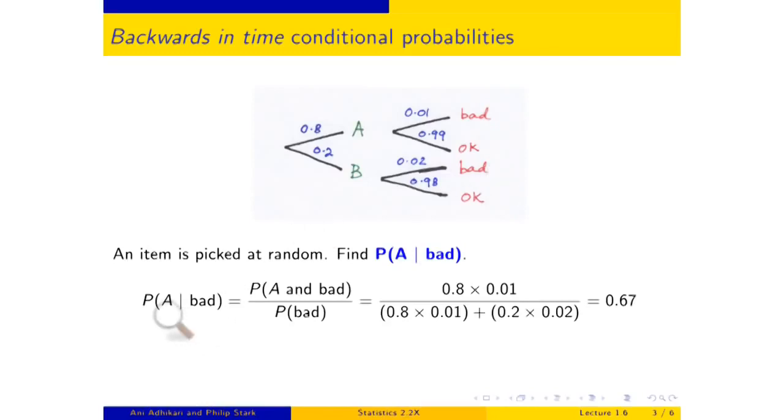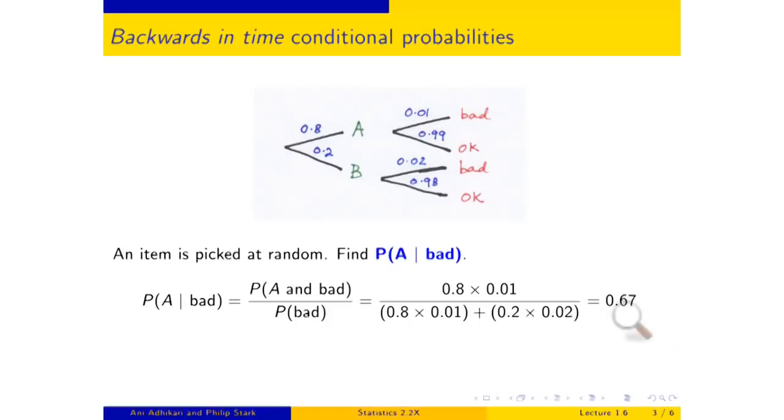So the chance that it's from machine A, given that it's bad, is the chance of the top branch, that is A and bad, divided by the total chance that the thing is bad. We did all the bits a few minutes ago, but I've redone the calculations. The chance of this top branch is 0.8 times 0.01, and the total chance of the two branches is these two items summed. And when you do that calculation, you get 2/3.